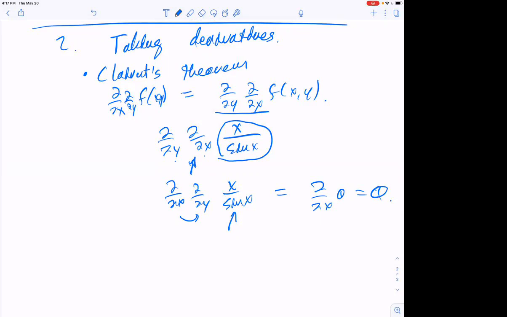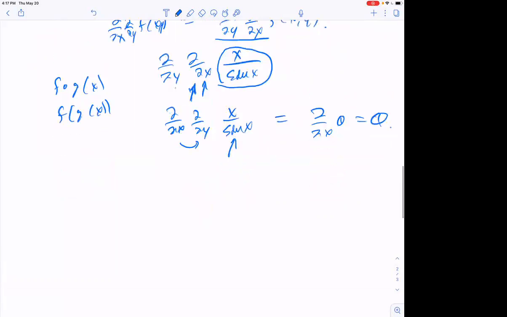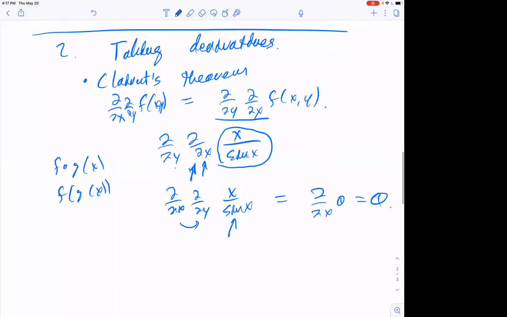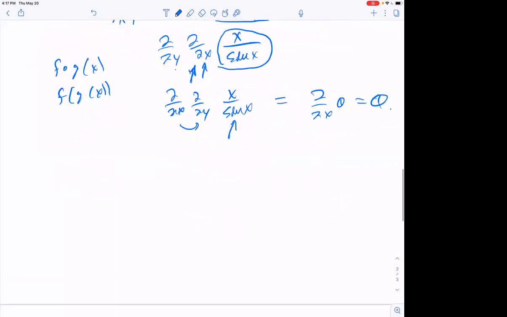And remember, when you take these derivatives, it's the same as functional composition, right? Like if you take f composed with g of x, this is the same as f of g of x. And it's the same with derivatives. Whichever one's on the right, you apply that one first, okay? So I think these are the two major topics that you have to know about at least the last 2 or 3 weeks.